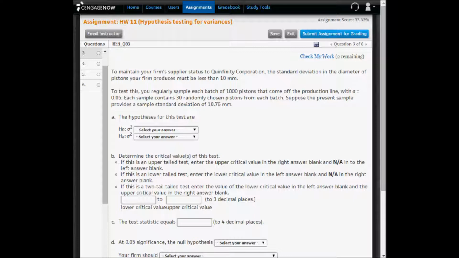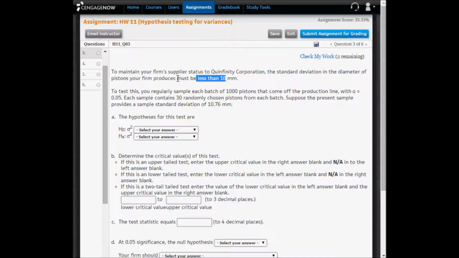In question 3, we perform another hypothesis test for the variance. In this one, we want to determine whether the standard deviation is less than 10 millimeters. So standard deviation must be less than 10 millimeters. Because we're testing variances and we're talking about a standard deviation here, that 10 millimeters has to be squared, and 10 times 10 is 100.